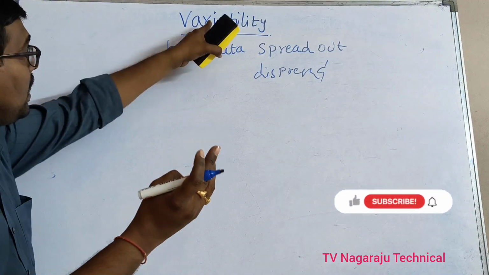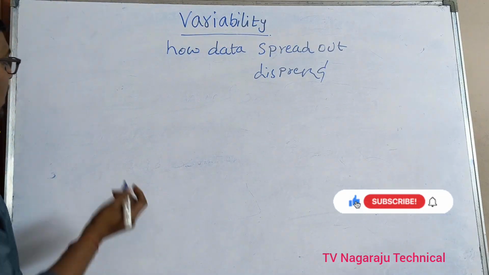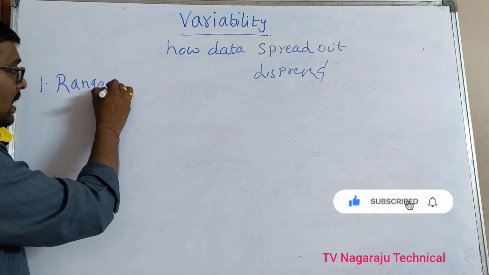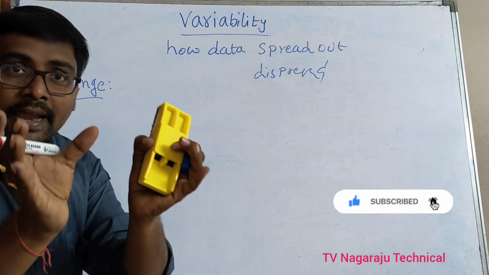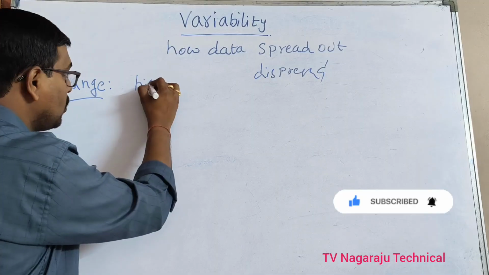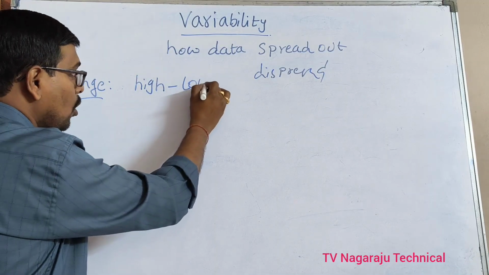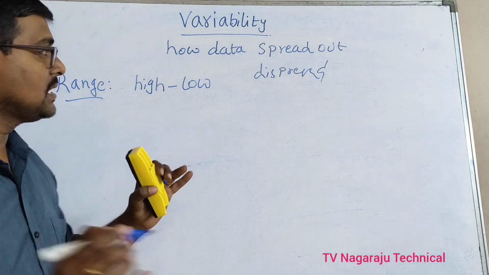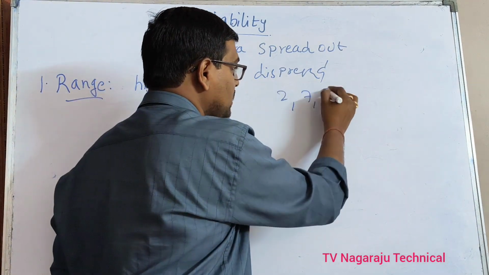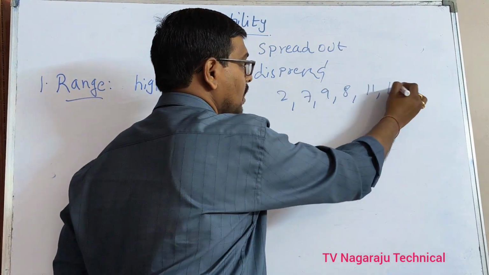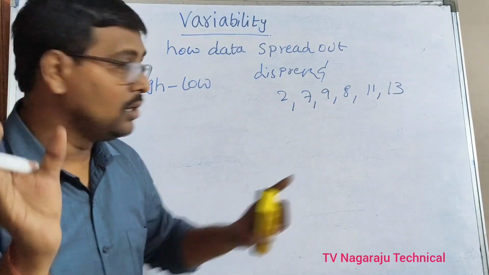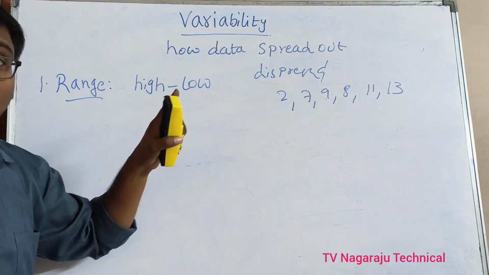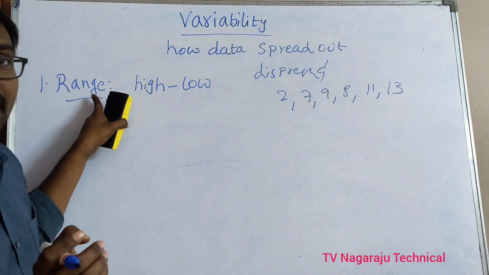Variability is measured using three techniques. One is range. The range is simply the highest value minus the lowest value in the data set. For example, I have a set of numbers like this. In this, what is the highest value? 13. The lowest value is 2. 13 minus 2 is 11. So 11 is the range.